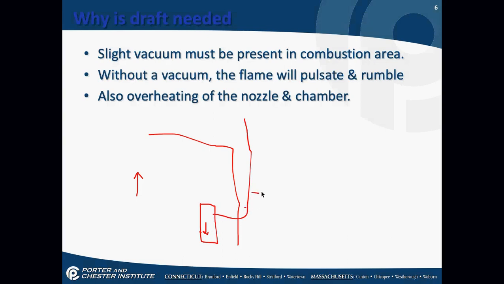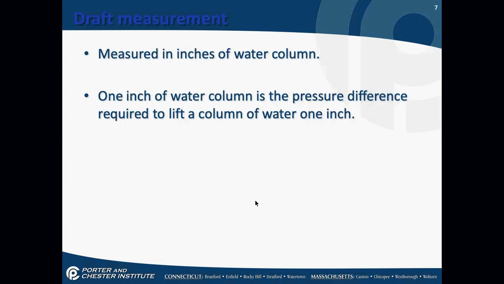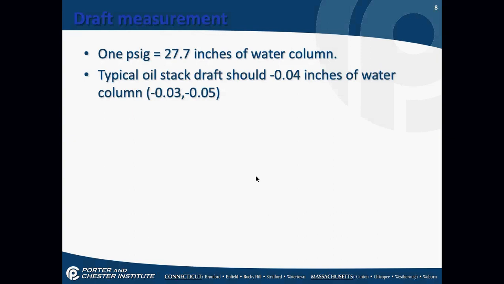So if we're talking about air pressure, we're talking about pressure that's measured in inches of water column. 1 inch water column is the pressure differential required to lift 1 inch of water. Again, 1 inch of water column is the pressure required to lift 1 inch of water. But again, all draft is in inches of water column. It's how we measure draft. It's how we measure small air pressures.